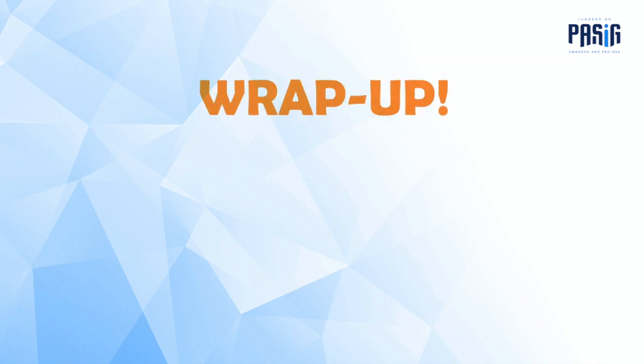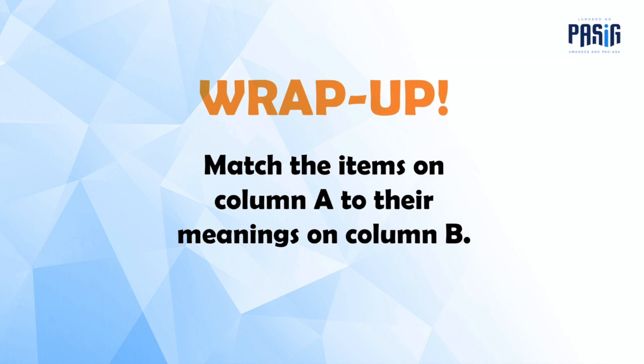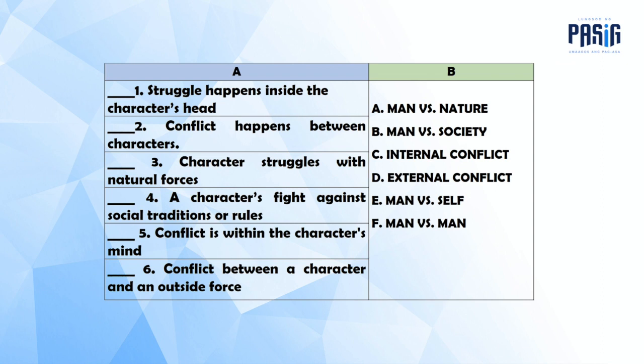For our wrap-up, match the items in column A to their meanings in column B. For column A, we have number 1, struggle happens inside the character's head. Number 2, conflict happens between characters. Number 3, character struggles with natural forces. Number 4, a character's fight against social traditions or rules. Number 5, conflict is within the character's mind. And number 6, conflict between a character and an outside force.